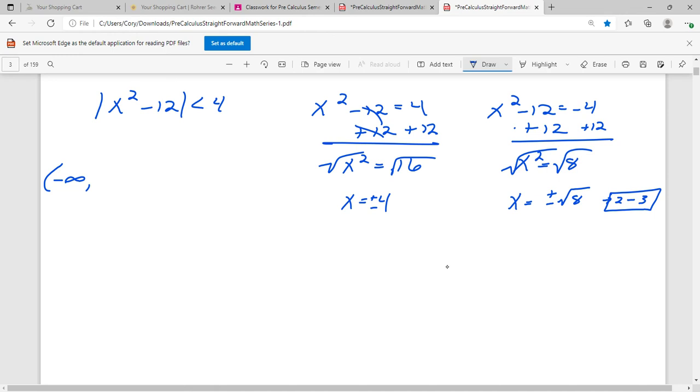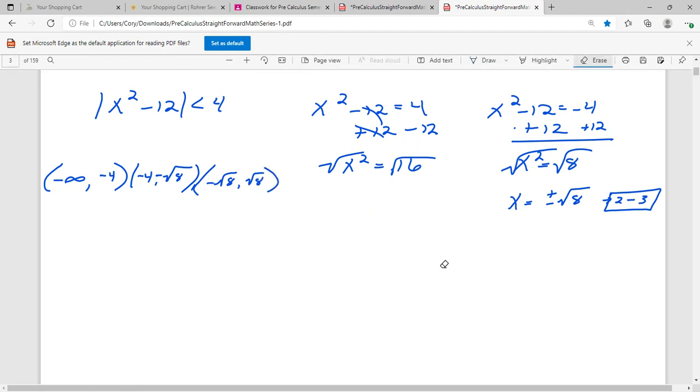So negative infinity to negative 4 will come first. And then we're going to have negative 4 to negative square root of 8, because that would be negative 2 point something. And then we're going to have negative square root of 8 to positive square root of 8. And then our last one will be positive square root of 8 to infinity.